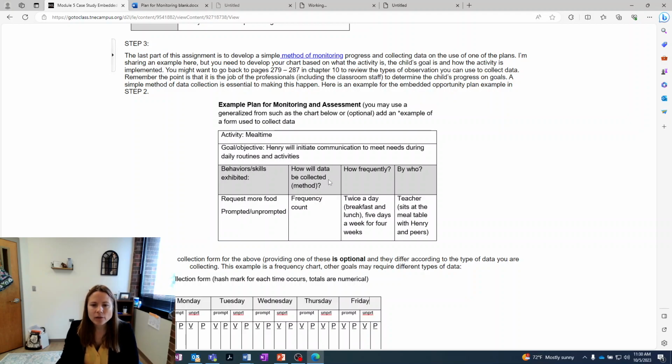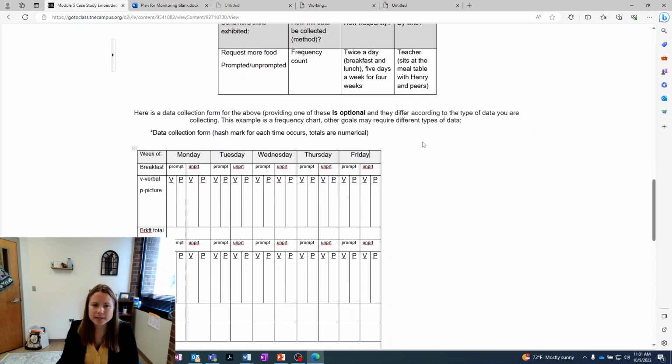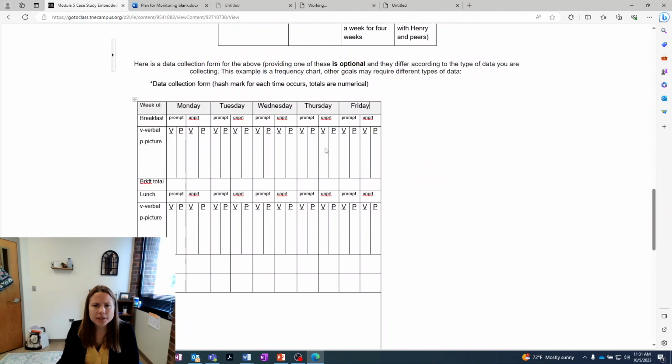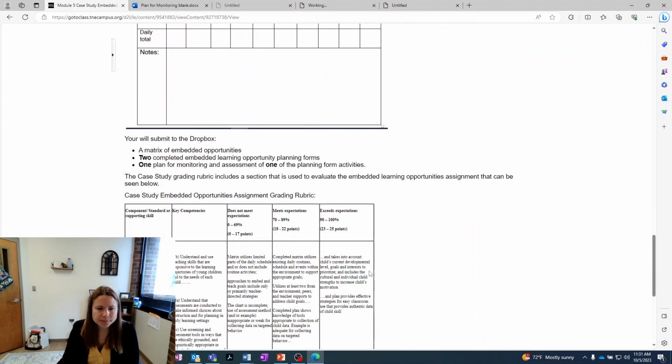Okay, how long will this be going on? Okay, you're going to count. How frequently? Twice a day during breakfast and lunch. And who will be the one conducting this data to see if he does it? Okay, so when you're doing data collection, here's one of the optional ways you can collect it. This is something that's used if you have a goal for eating or communicating about food. This is one of the ways that you can use this form.